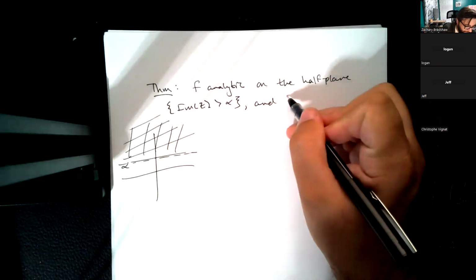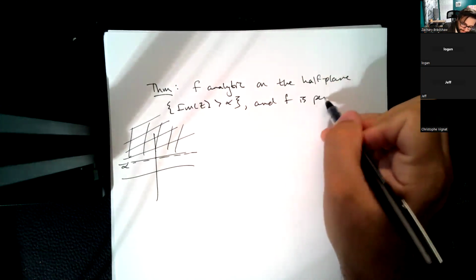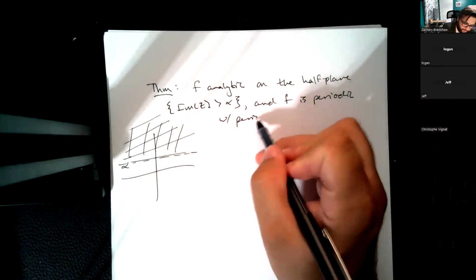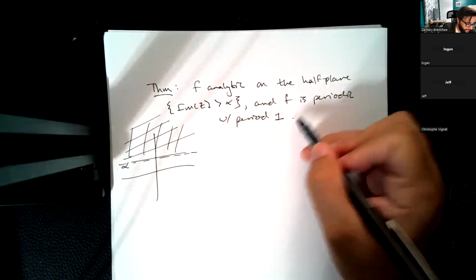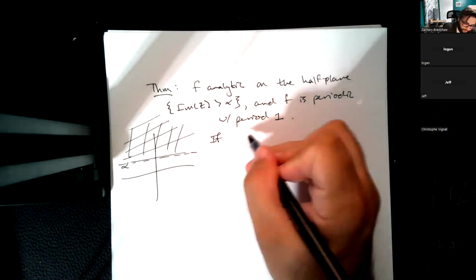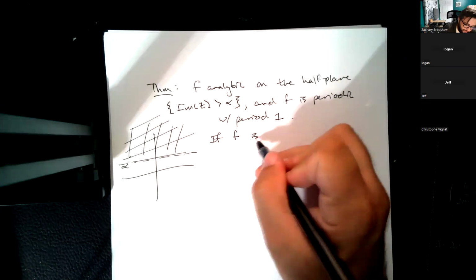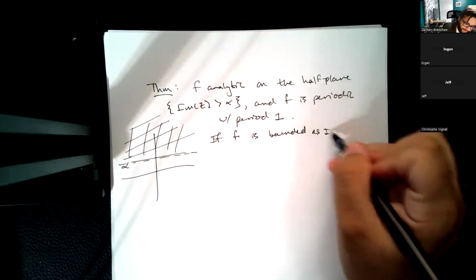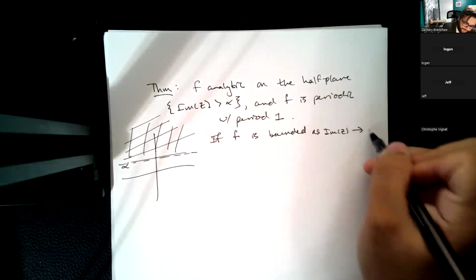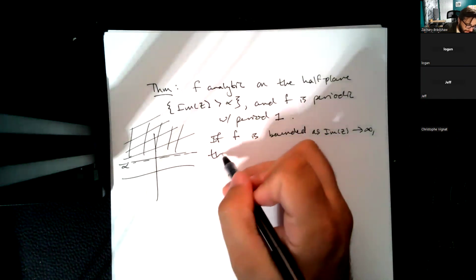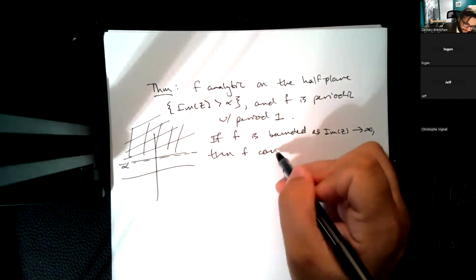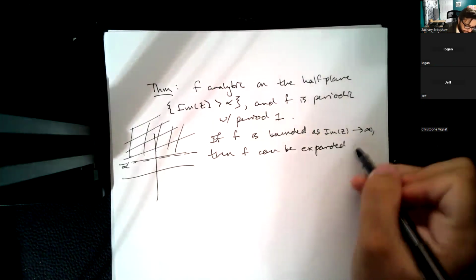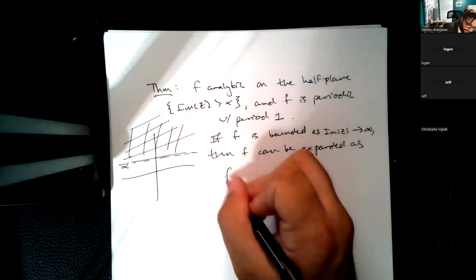And f is periodic with period 1. If f is bounded as the imaginary part of z goes to infinity, then f can be expanded as, again, the same thing.